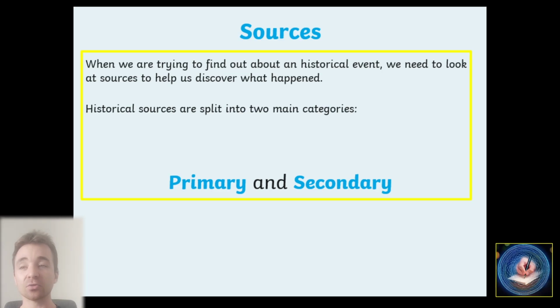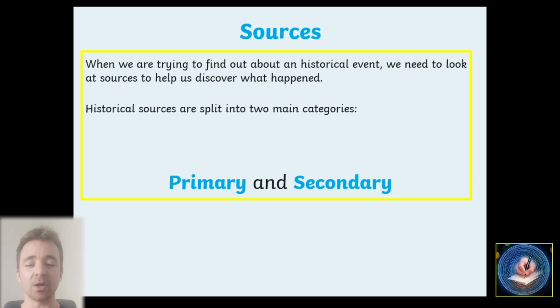Okay, so we're going to go through the information on the screen now. It reads, when we are trying to find out about an historical event, we need to look at sources to help us discover what happened. So we need to look at some kind of evidence to help us figure out what happened at that historical period, at that time that we're studying. If we don't have sources, we're just guessing, right? We need to look at evidence or sources to help us figure out what the truth is, what actually happened.